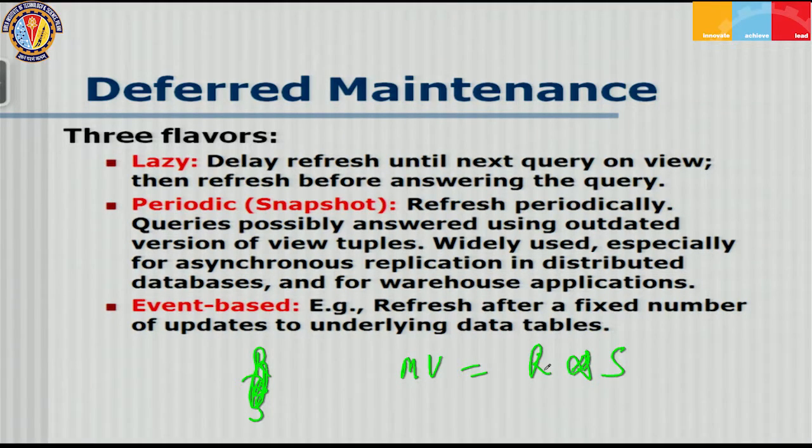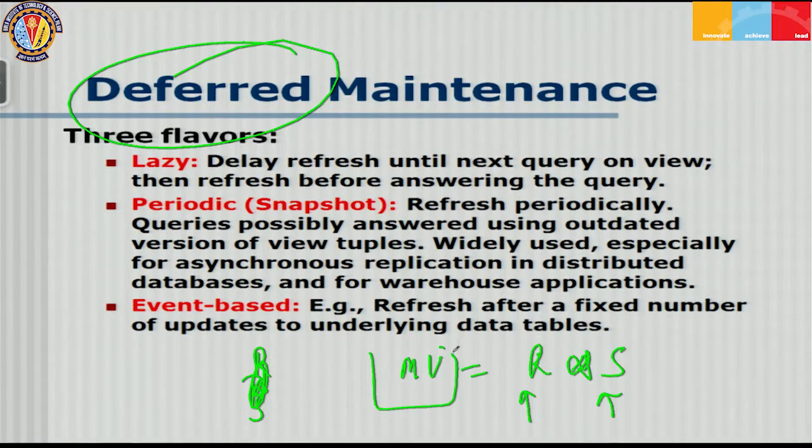Okay. So now changes are being made to R, changes are being made to S, right? So this is a deferred one. So I'm not changing this at all. So this materialized view is as it is. Now to explain this concept of the lazy approach, this materialized view will not do anything, right?